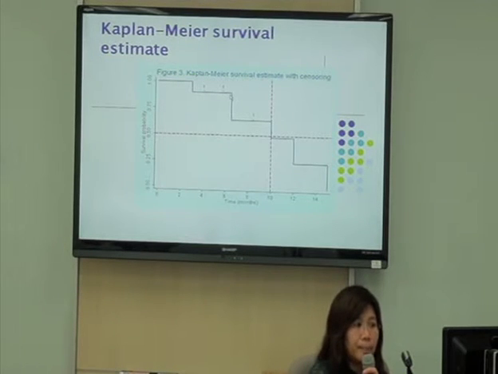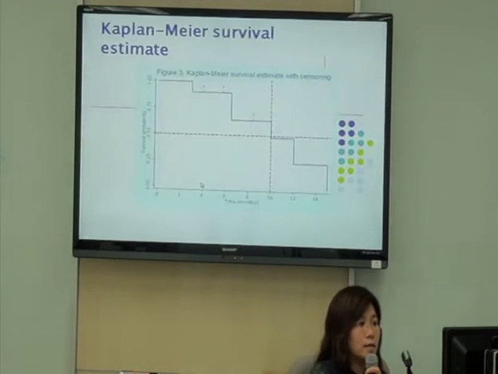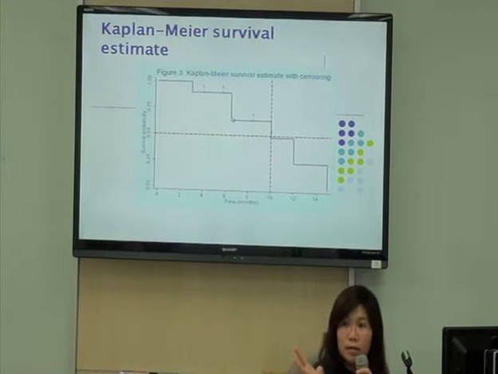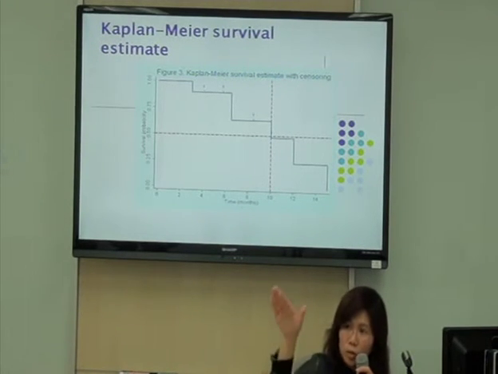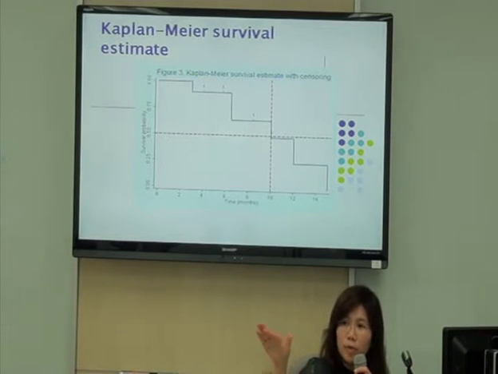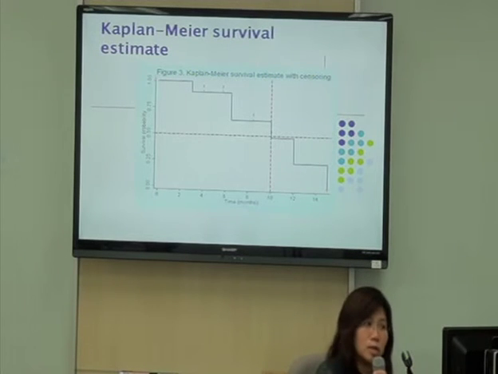And this time, 5.7 years, right? Okay, 5, 6, 5. We have another 6.5 years. We have another 2 dead. So that's why the survival probability goes down again. Only when the event that we are interested in occurs, you will see the survival probability become lower. If we have only censored, they do not have an effect on the survival probability. So this is the Kaplan-Meier probability.